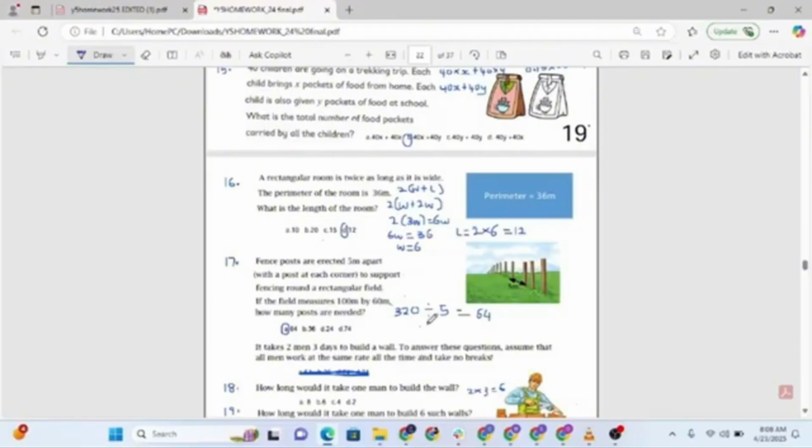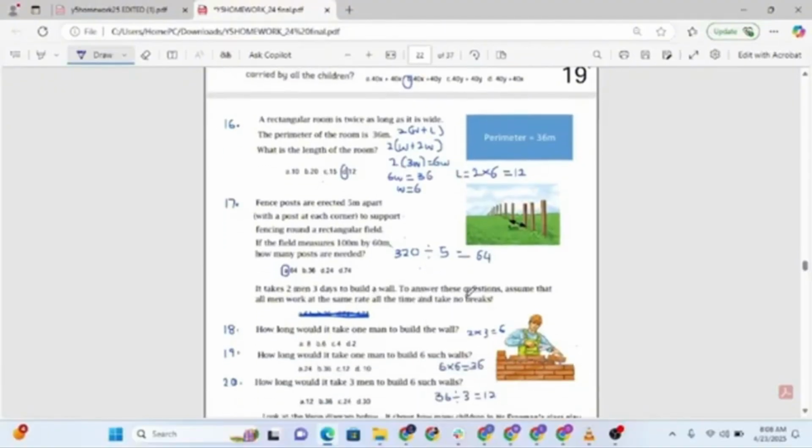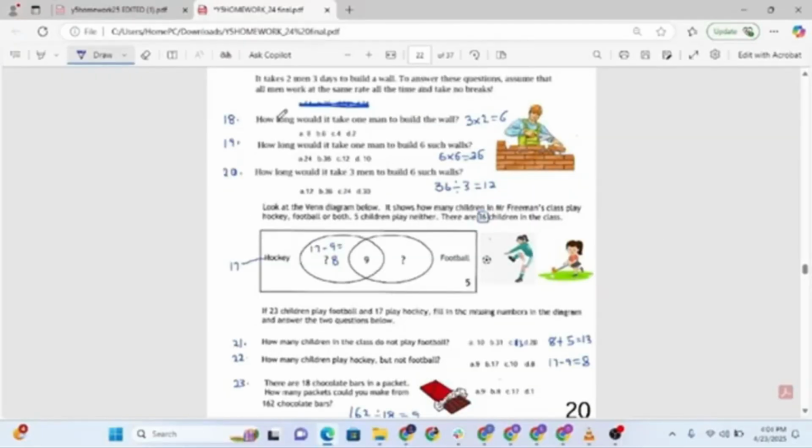It takes 2 men 3 days to build a wall. To answer these questions, assume that all men work at the same rate all the time and take no breaks. Question 18. How long would it take one man to build the wall? The correct answer is option B, 6 days. Explanation. 2 men working together complete the wall in 3 days. Together they perform 6 man-days of work, 2 men times 3 days. 1 man working alone needs 6 man-days of work, so he takes 6 days.